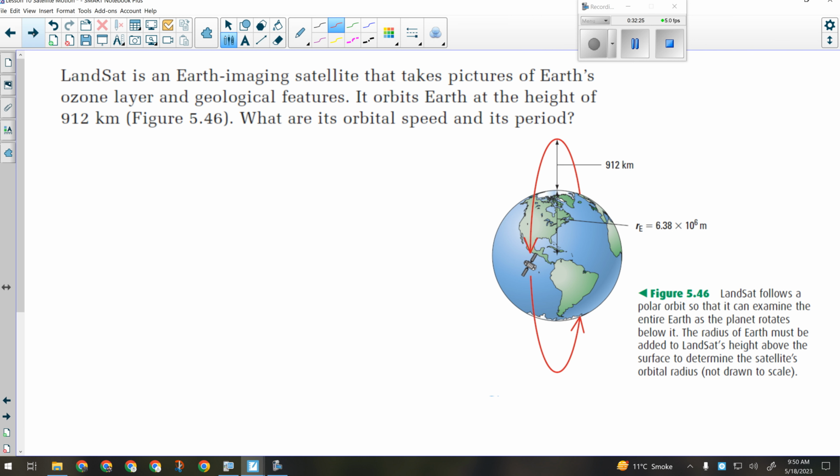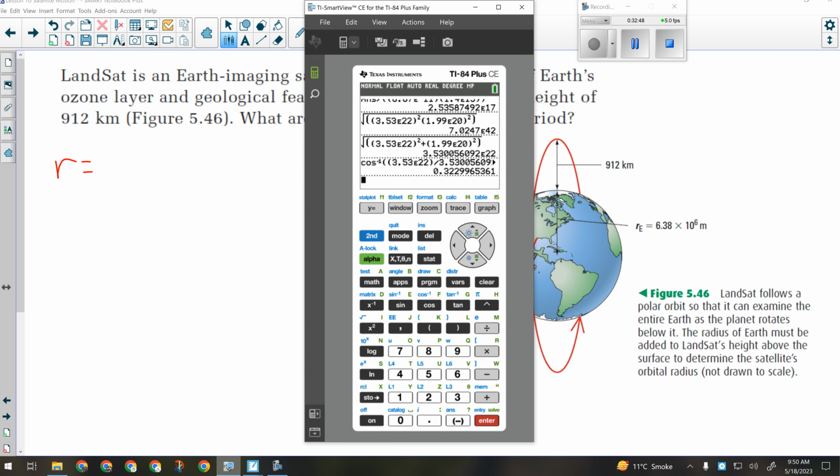I have to add it to the radius of the Earth because the radius of the orbit is center to center. So I have to take my 6.37 times 10 to the 6 and add 912,000 meters to it. That's the first thing we should do. If you see those keywords above the surface, height or altitude, you are either adding or subtracting the radius of the planet. All right, so 6.37 E6 plus 912,000 meters. There's our radius, 7.282 times 10 to the 6.